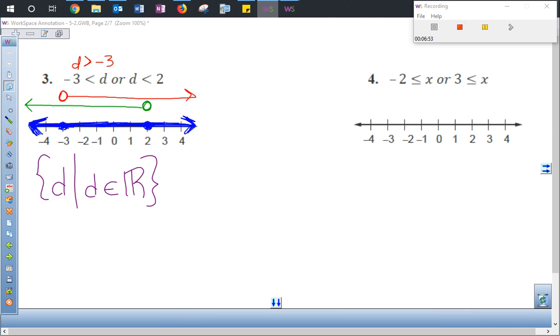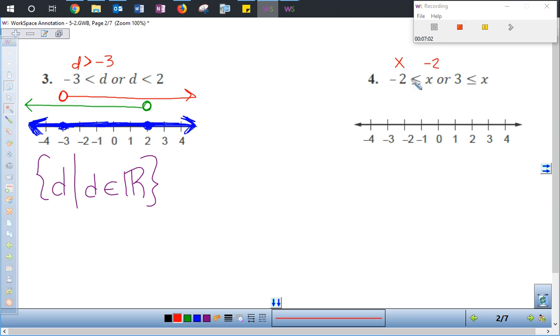Okay? All right, on number 4, we have -2 is less than or equal to x. Well, let's take a second and rewrite that. x goes on the left, -2 on the right, and my symbol needs to point to the -2. And then I'm going to graph that helper graph. So closed dot on -2 with an arrow going to the right.